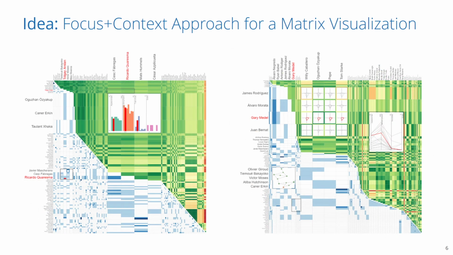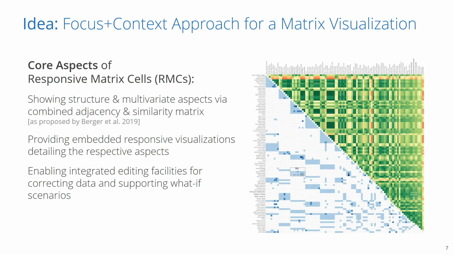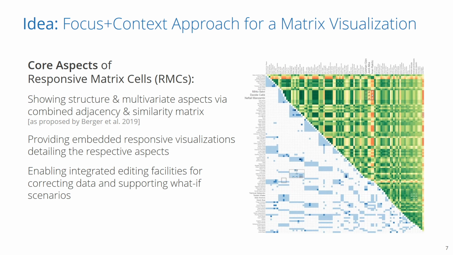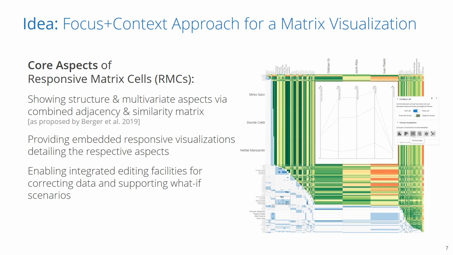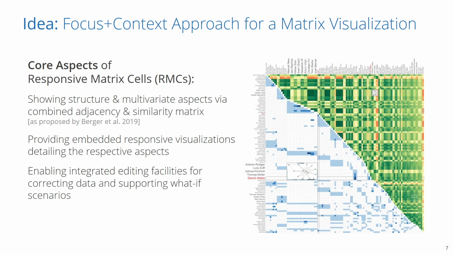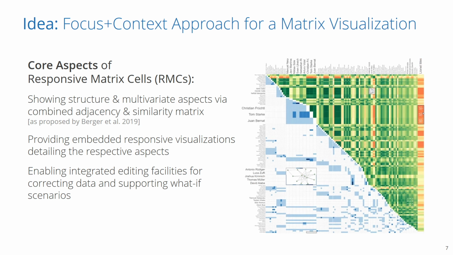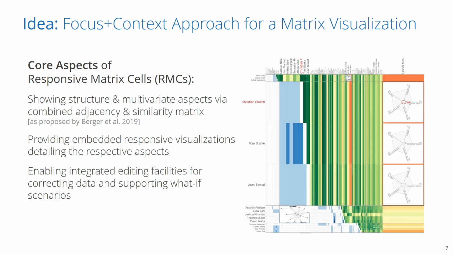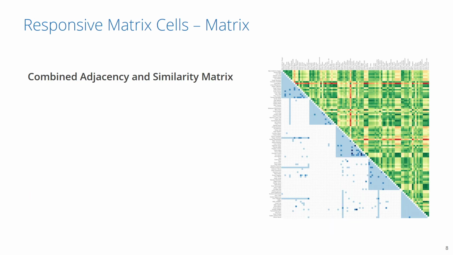Our goal is to provide a more flexible solution by following a focus and context approach for a matrix visualization. More specifically, inspired by Berger and colleagues' work, we start with a combined similarity and adjacency matrix. In this matrix, we then allow for creating multiple focus regions where embedded responsive visualizations are provided in the corresponding cells. Within these, analysts can explore the details, but also make use of integrated editing facilities. So let's have a look at the matrix itself.